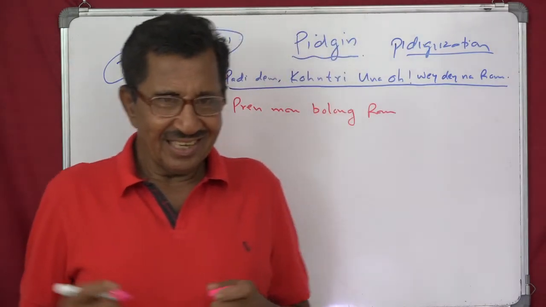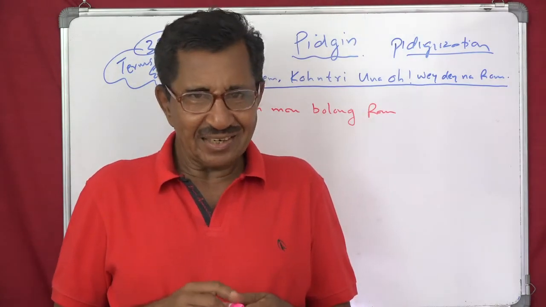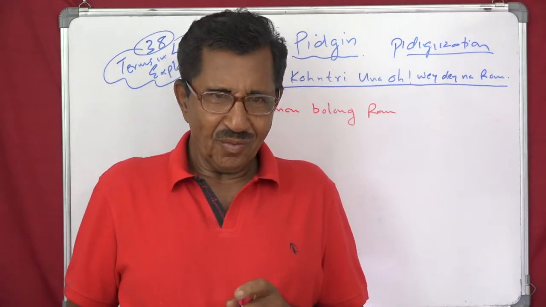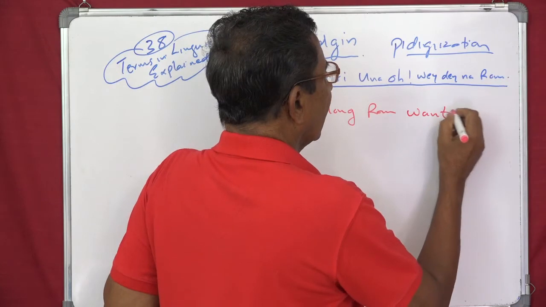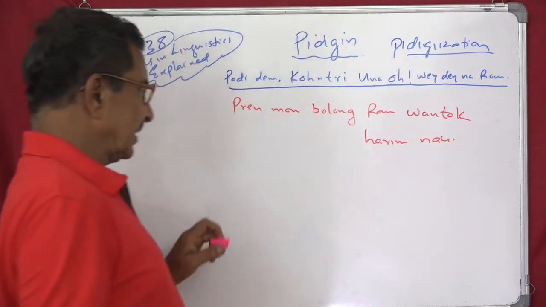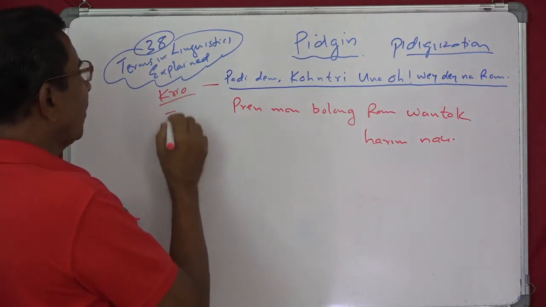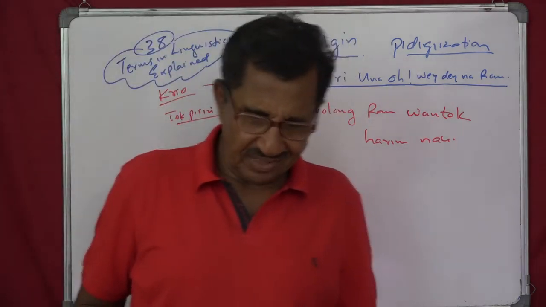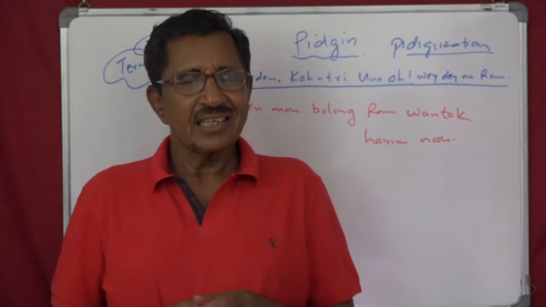So they say it like this: "Pren man bolong wrong." So this is the Creole version, and this is Tok Pisin. The first one is the Creole version; the second is Tok Pisin, used in Papua New Guinea.